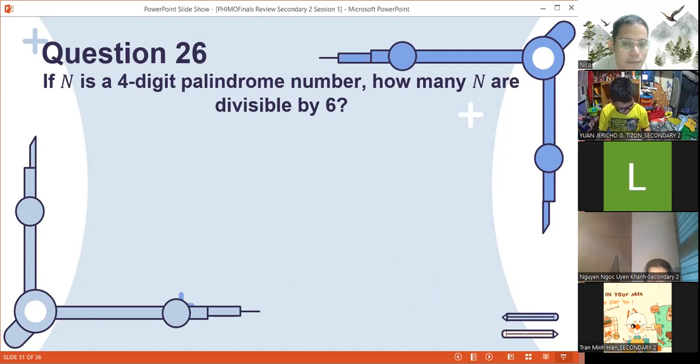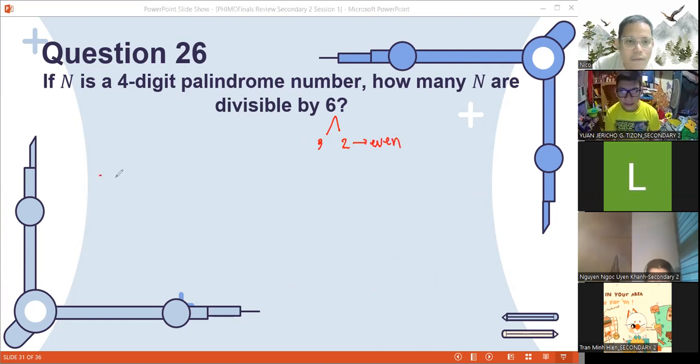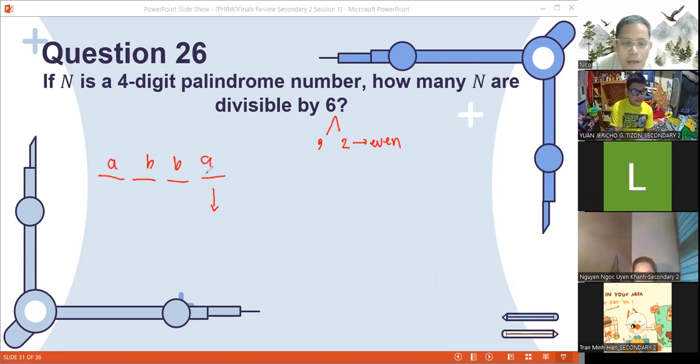If n is a 4-digit palindrome, how many n are divisible by 6? So this is 3 and 2, right? So it should be even. So n is a 4-digit palindrome number. This one here is a palindrome if you have A, B, B, A, right? So the value of A could be 2, 4, 6, and 8, right?